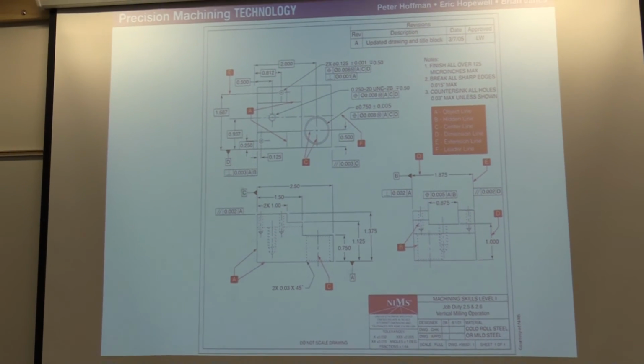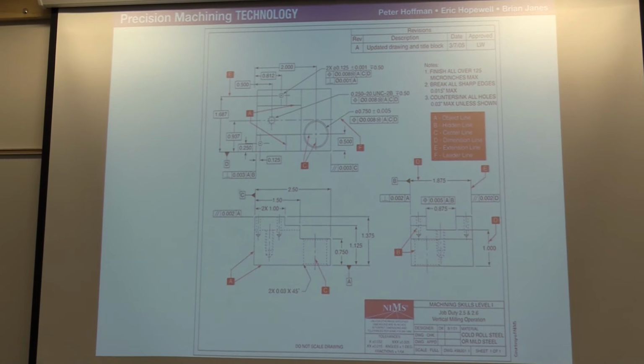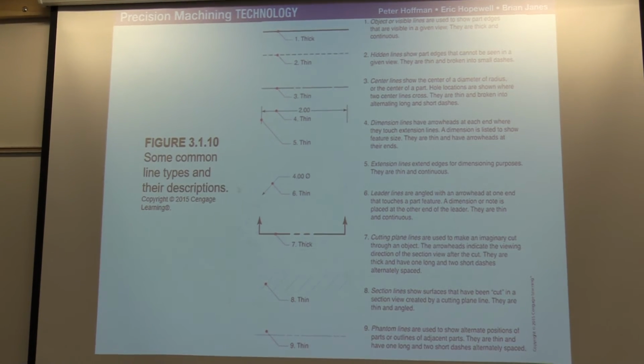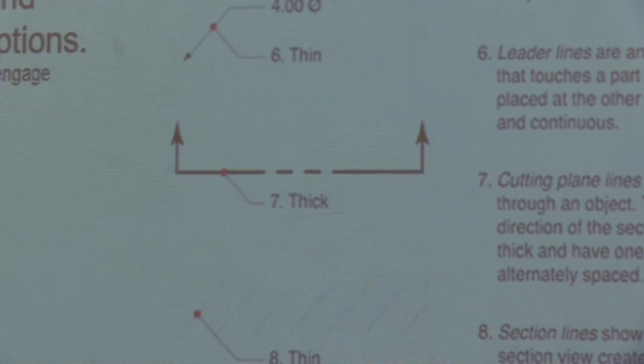So what I want you to do is I want you to work through a couple of these prints in the book. Start looking at where your datum lines are on your own. Come back through this. We are going to finish out the rest of these lines.